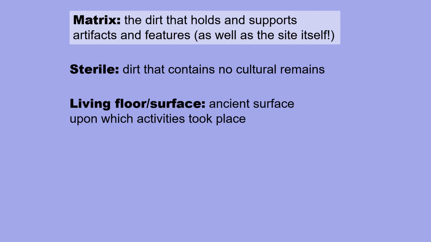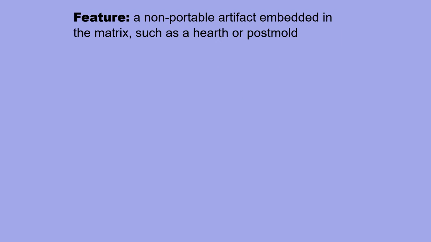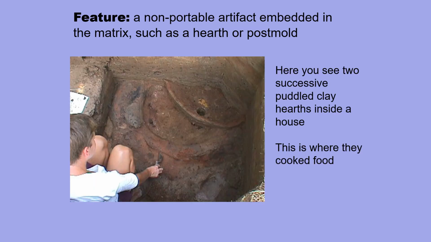A living floor or surface refers to an ancient surface upon which activities took place. A feature is a non-portable artifact embedded in the matrix, such as a hearth or a postmold. Here you see two successive puddled clay hearths inside a house. This is where they cook the food. The original hearth is lower down, meaning that it's older in age or was deposited first.